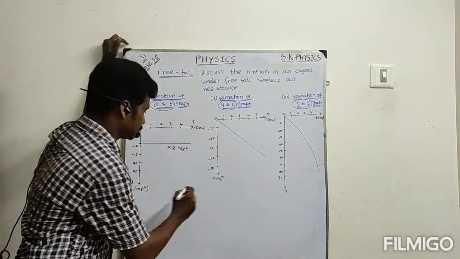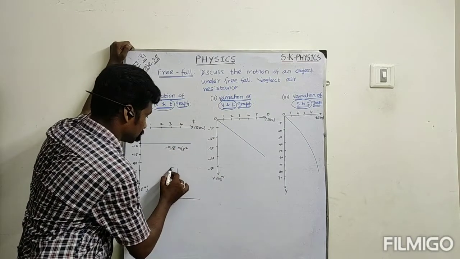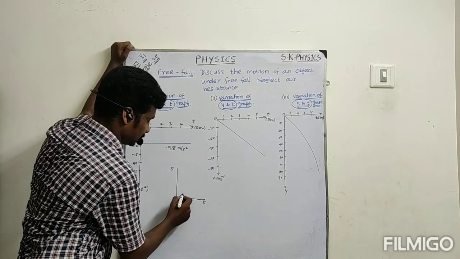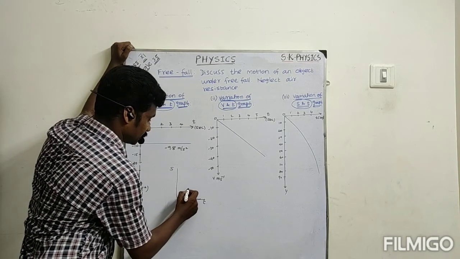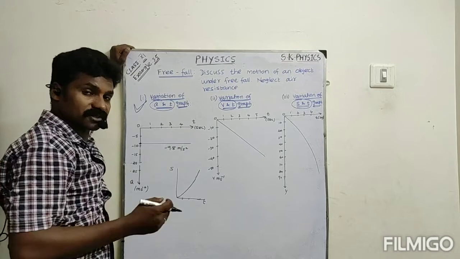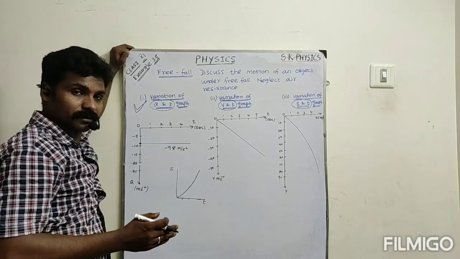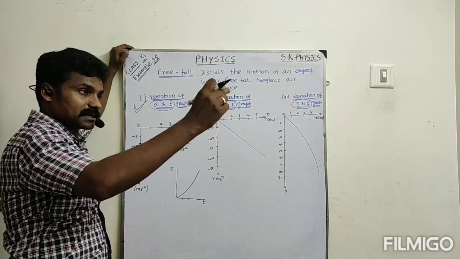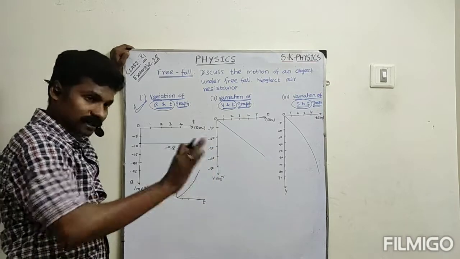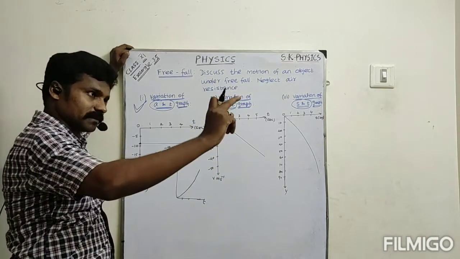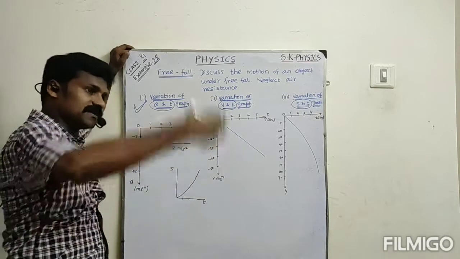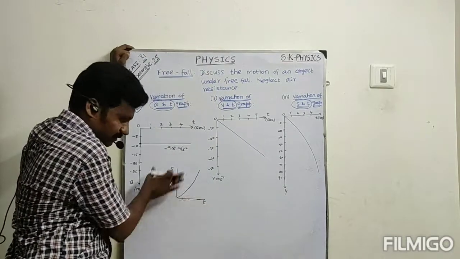For understanding purposes, see this. It is position, and it is time. Gradually increasing: in the first second the object is here, in the second it is gradually increasing, in the fourth second the distance is gradually increasing. It's not constant, it is not uniform. It is not like first second 1 meter, second 2 meters, third 3 meters, fourth 4 meters. First second 1 meter means next second 3 meters. So it is gradually increasing, and the graph is like this only.